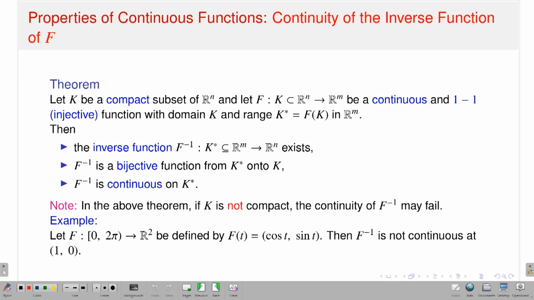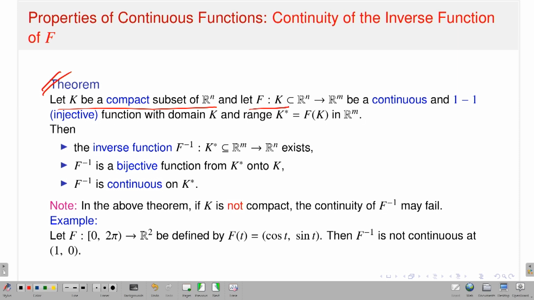Some other properties of continuous functions. Suppose a function f is there and its inverse exists, then what can I say about the continuity of the inverse function? Here is the theorem. Let K be a compact subset of Rn. I am starting with a compact subset of Rn.